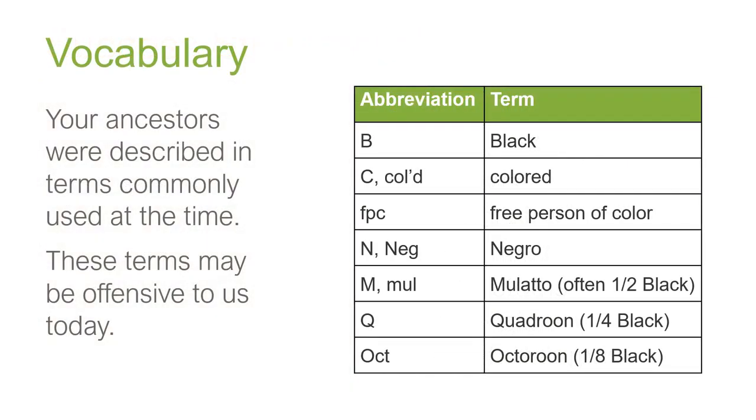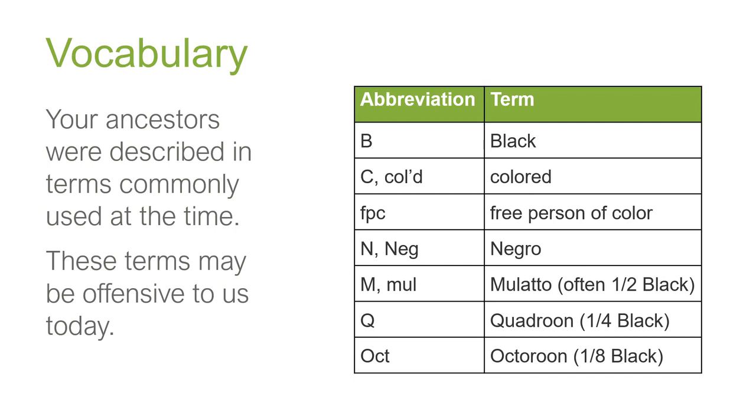Be aware that historical records referred to your ancestors with terms that were common for the time period. These could be considered offensive today, but it is important to understand what they mean. B was an abbreviation for black. C, or COL apostrophe D, stood for colored. FPC was an abbreviation for free person of color. Some records also used FMC or FWC for free man or free woman of color. N or NEG stood for Negro.